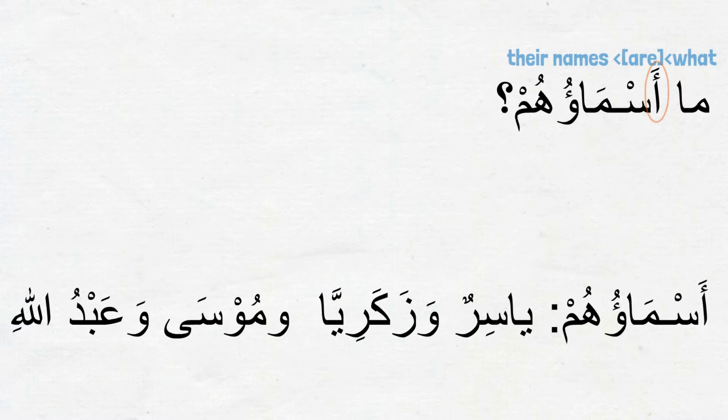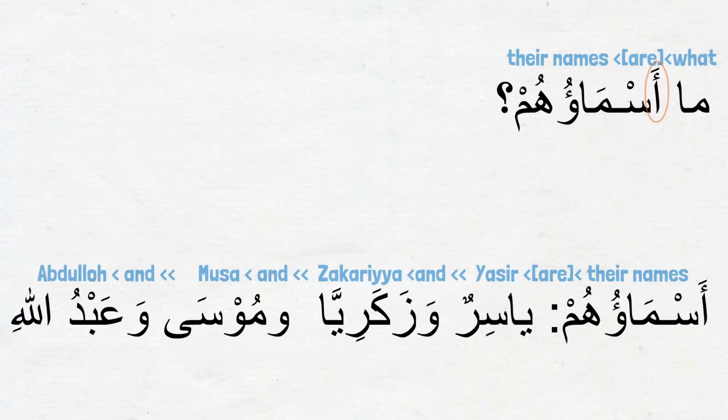The response is asma'uhum Yasirun wa Zakariya wa Musa wa Abdullahi. Their names are Yasir and Zakariya and Musa and Abdullah.